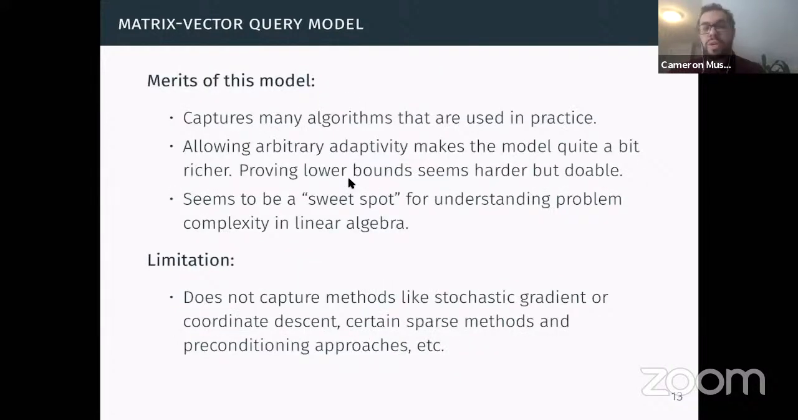So the matrix vector query model is interesting to us because it captures many algorithms that are used in practice. In particular, it captures Krylov subspace methods and a lot of the sketching methods used in randomized numerical linear algebra. Allowing arbitrary adaptivity of my queries, so my second query might depend on my first and my third query might depend on both of them, makes the model a lot richer. For example, it lets it encompass Krylov subspace methods, but proving lower bounds in this model, meaning proving that you can't do any better than our current algorithms, seems hard, but doable. So for us, it seems to be a sweet spot for understanding problem complexity in numerical linear algebra.